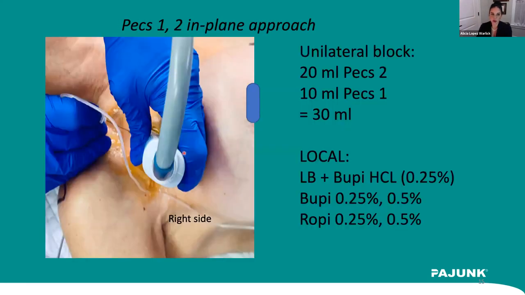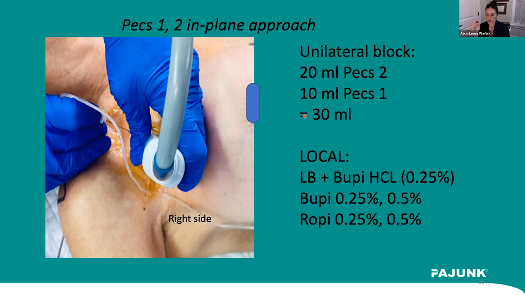And here I am with the ultrasound probe, and I'm going true in-plane approach on this right side first. I do the right side first because I just do things the same way every time, and I'm right-handed, so I'm using my right hand to block, and I use my left hand to hold the probe. Let me just make sure I've talked about everything here.